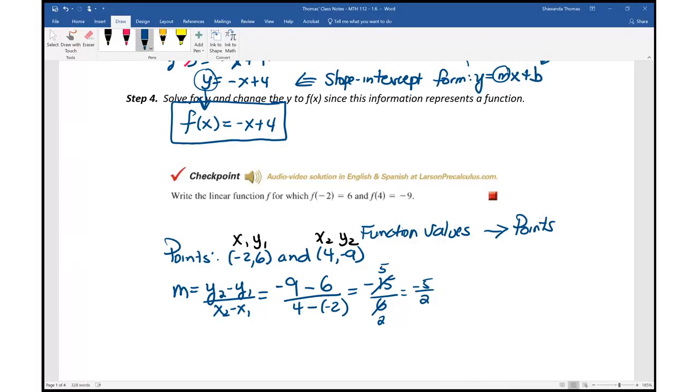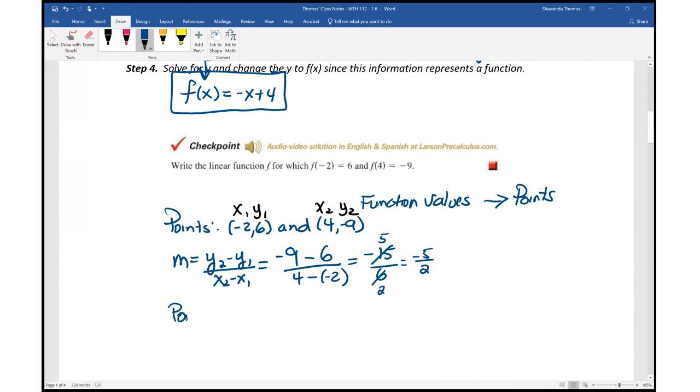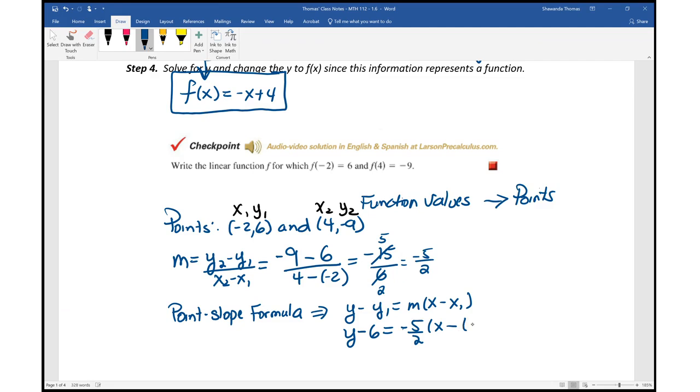What are we going to do with that? You could plug it into your point slope formula. Again, I showed you how you can also just plug it into your slope intercept form and get the same answer. I just prefer the point slope formula. I'm just used to using it, that's all. But you can use the slope intercept form. So that's y minus y sub 1 equals m times x minus x sub 1. Y minus y sub 1 is 6 equals m is -5/2 times x minus x sub 1 is another -2.